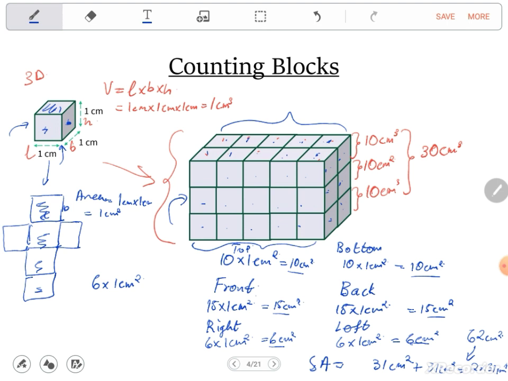Pardon, I don't have enough space there. All right, so basically, this shape here has been covered by 62 centimeters squared of material. So that's basically how we can use counting of blocks in order to understand volume and surface area.